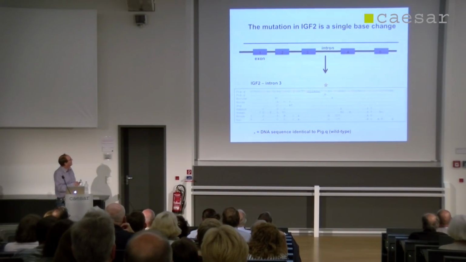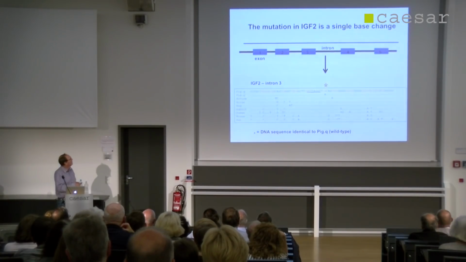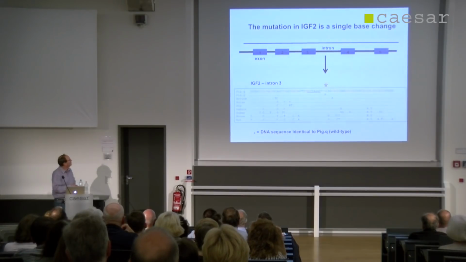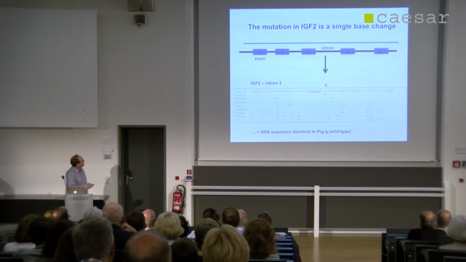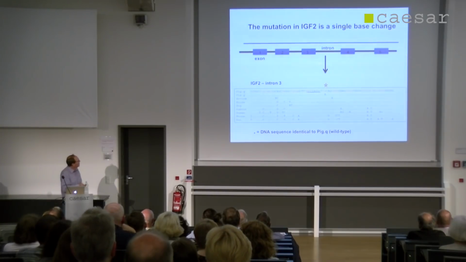Genes have exons and introns. Exons code for the protein sequence. So 1, 2, 3, 4, 5 are coding exons, whereas introns don't code for anything. They are cut out when the protein is produced. What we were able to show was that the critical mutation is located in intron 3 here.